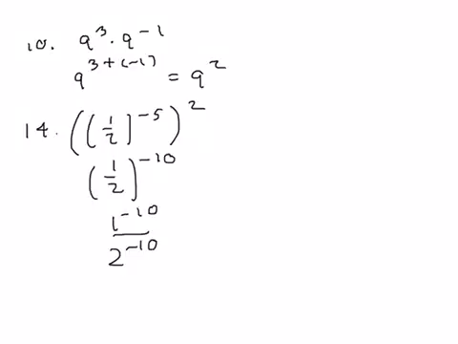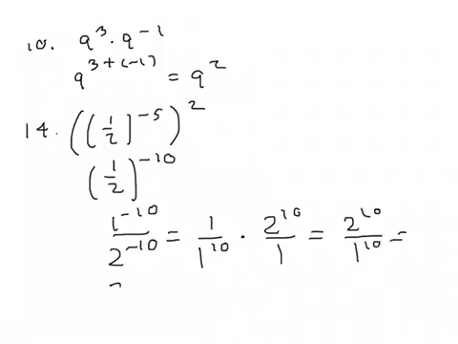So what this tells me is that when I go to simplify this, both of these are negative exponents, so both of them get flipped. So in other words, the 1 becomes 1 over 1 to the 10th, and the 2 that's in the bottom becomes 2 to the 10th over 1. So this becomes 2 to the 10th over 1 to the 10th, or 2 to the 10th.